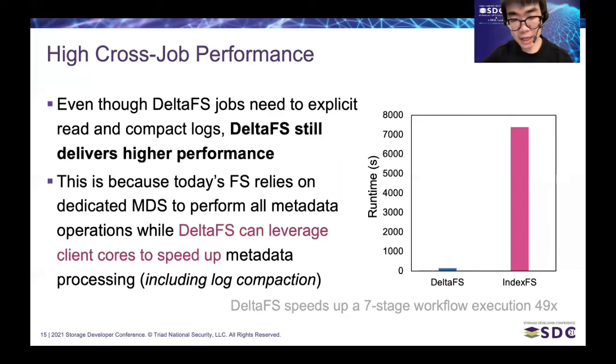The reason is that IndexFS relies on the dedicated metadata server to execute all metadata operations. But in the DeltaFS case, it can leverage the client compute resources to parallelize and speed up metadata operations, including log compaction. So overall, DeltaFS shows much reduced overall workflow runtime.